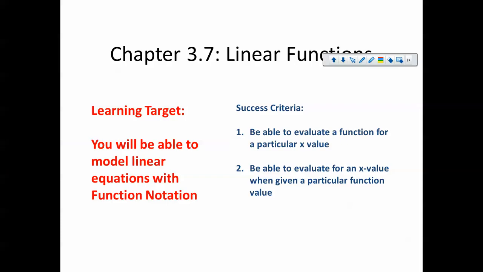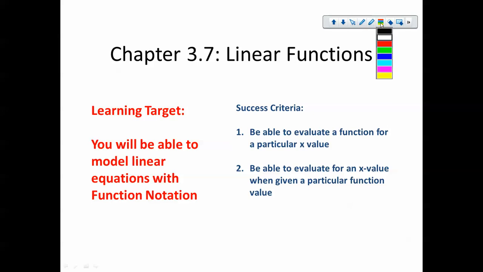Alright, hello everybody. This is our last section in chapter 3. It is looking at linear functions. And one thing that you'll notice is that there really isn't a huge difference in what we've been doing with linear functions and linear equations. We're mostly just changing around some of the vocabulary so you understand this thing, modeling equations with function notation.